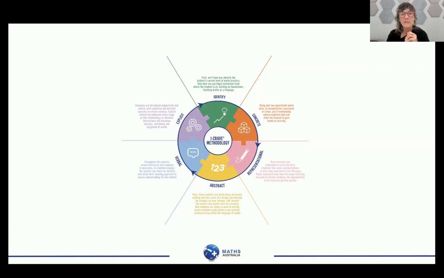So the I is identify. We're saying we're teaching a language. Maths is a sequential language. So if I can count, now I can teach counting of units, of tens, of hundreds, and I can teach place value. Then if I can count and understand place value, now I can teach addition.